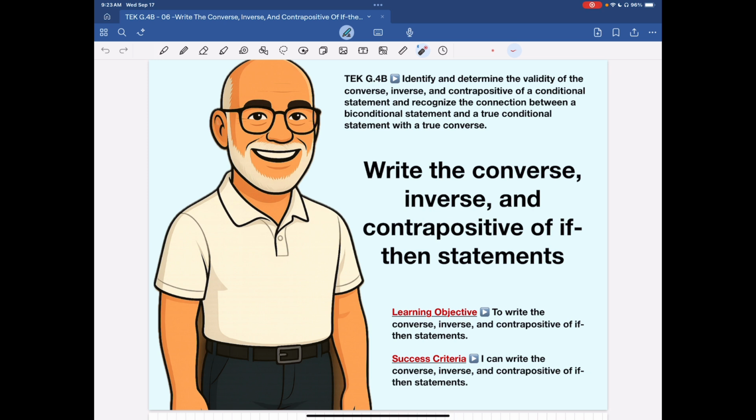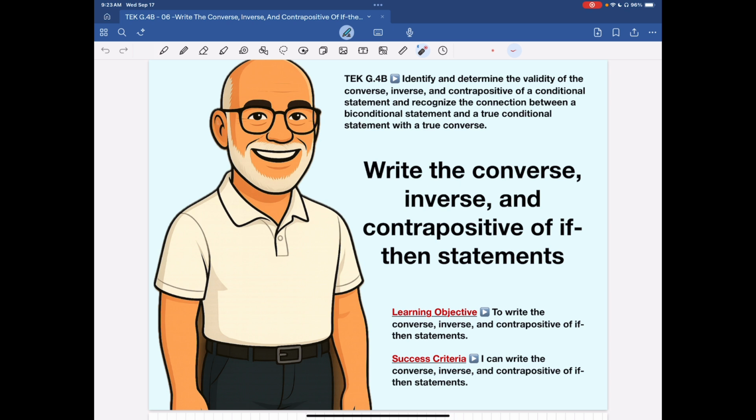Today's TEK is G4B. Identify and determine the validity of converse, inverse, and contrapositive of a conditional statement, and recognize the connection between a biconditional statement and a true conditional statement with a true converse. This video deals with writing the converse, inverse, and contrapositives of if-then statements.